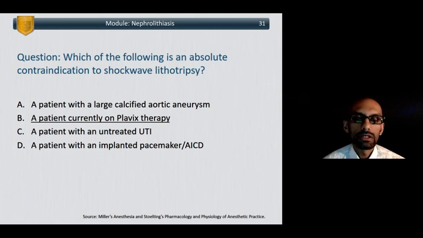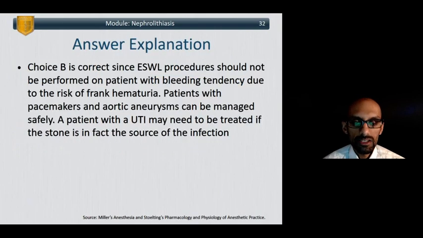And you can do these procedures in patients that are pacemaker dependent. You have to turn off the AICD. But with the pacemaker, you can also gate the shock waves so that they don't develop an R-on-T phenomenon and send the patient into a malignant arrhythmia.